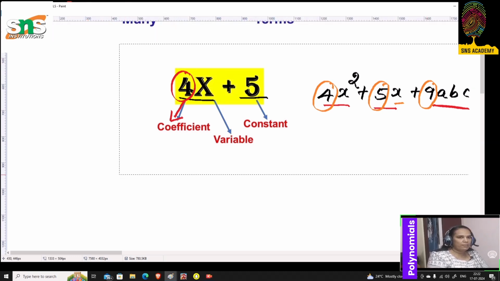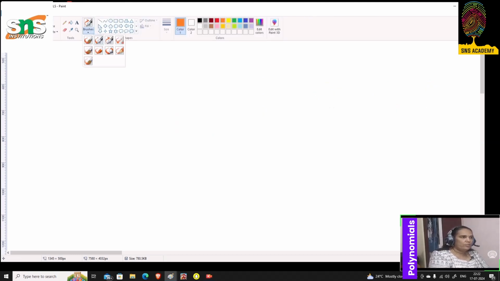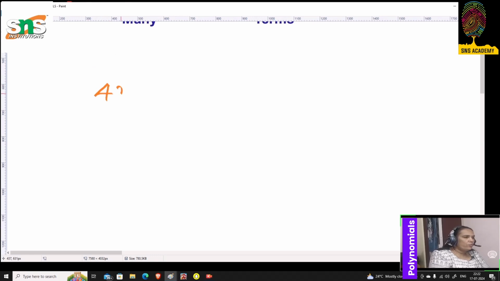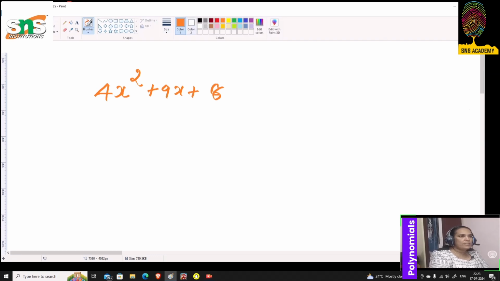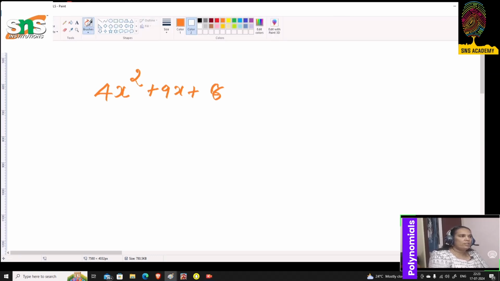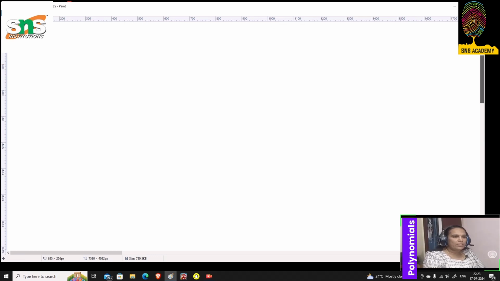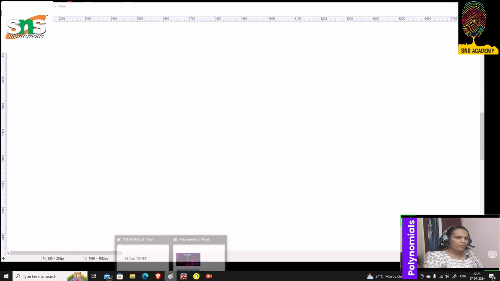In 9th standard, we are learning polynomials in one variable. That is 4x square plus 9x plus 5, or 3 or 8, any one constant term. So in 9th standard, we are going to learn polynomials with only one variable. Before that, let's recall the types of polynomial which we have learned in the lower classes.